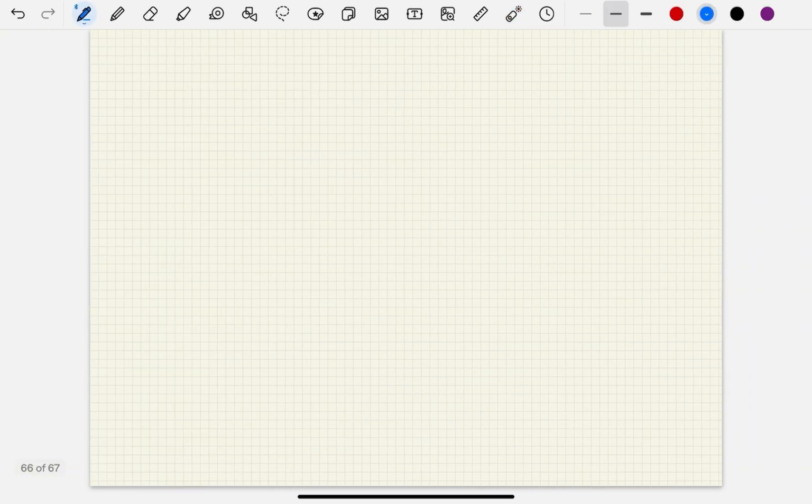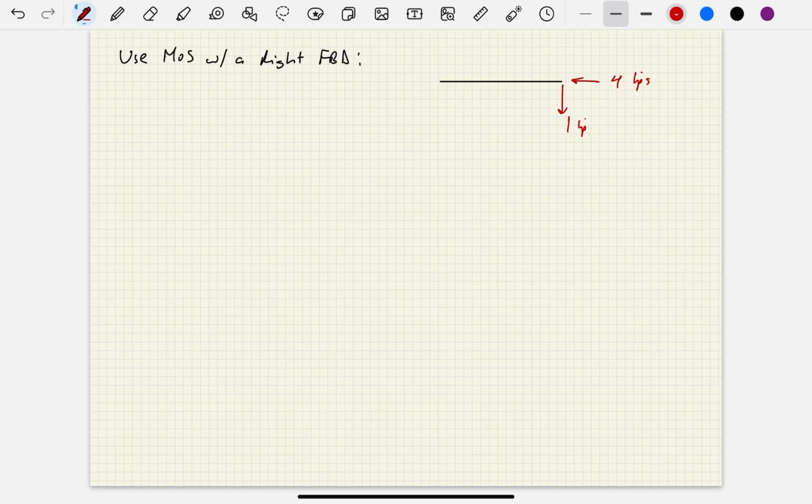So here I'm going to say use method of sections with a right free body diagram. So here, I think this one's going to be a little bit easier to deal with. So I have that just horizontal segment, and I have that DY. That DY is 1 kip going down, and DX was 4 kips pointing to the left. And then I've got the 3 kips applied load. I have this cut section here, and I've got some dimension lines.